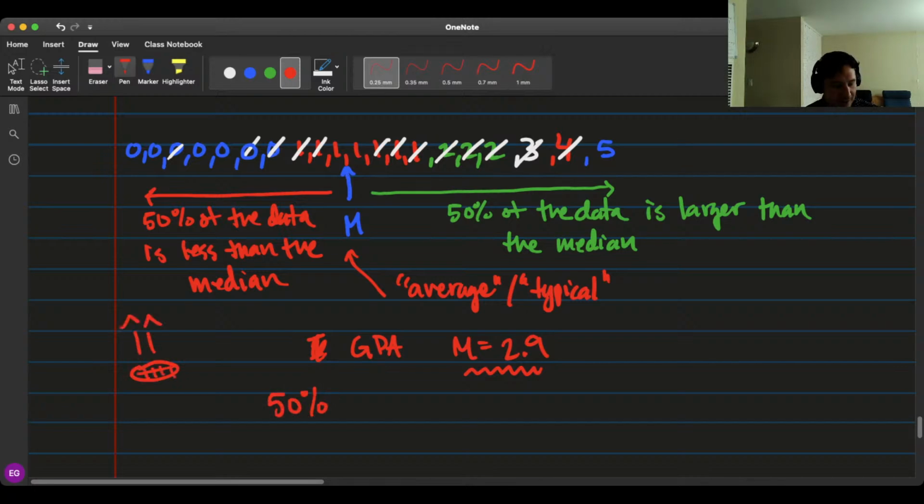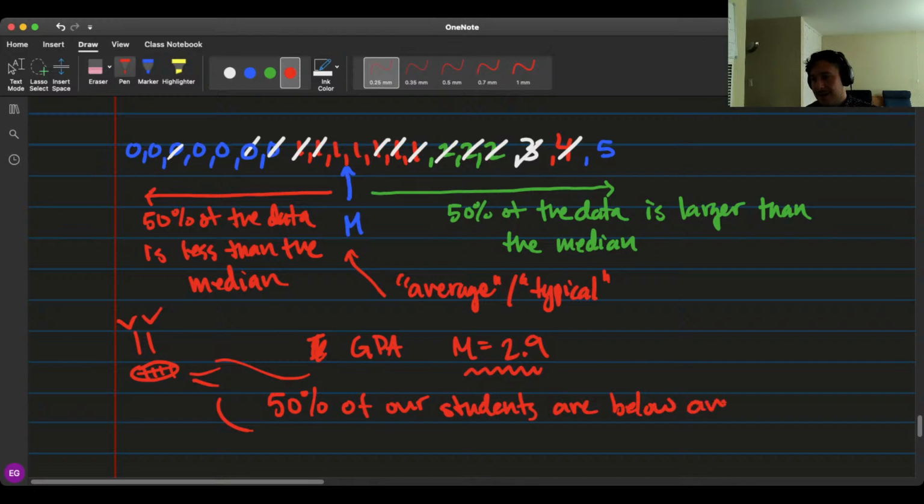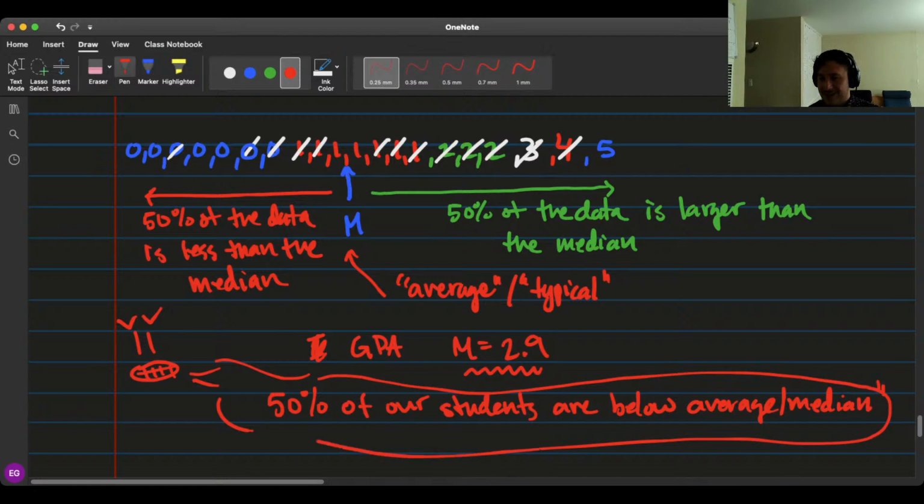He's like, wait, angry? What does the angry emoji look like? There, that's him, really angry, saying 50% of our students are below average. And when he says average, he means the median. Why should he not be angry? He's like, "This sucks. My school sucks. 50% of my students are below average."